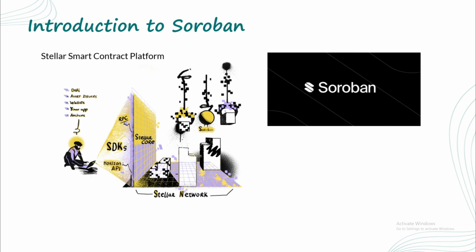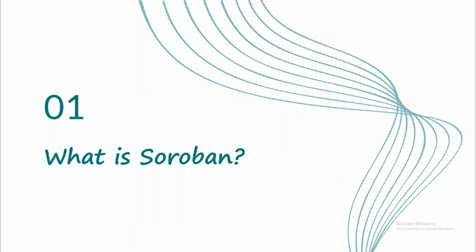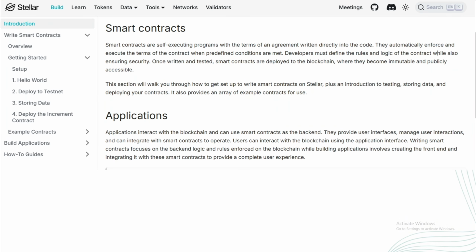So we're going to be looking at what Soroban is, why Soroban, the Soroban development ecosystem, and example use cases for Soroban. So let's look at what Soroban is. Before we dive into looking at what Soroban is, first of all, I want you to take a look at what smart contracts are. If we look at the second heading here for applications, it says applications interact with the blockchain and can use smart contracts as backend.